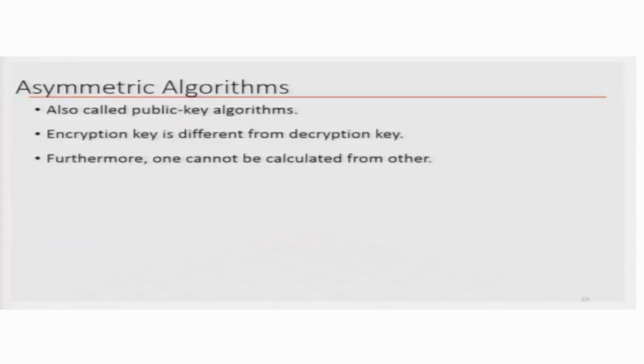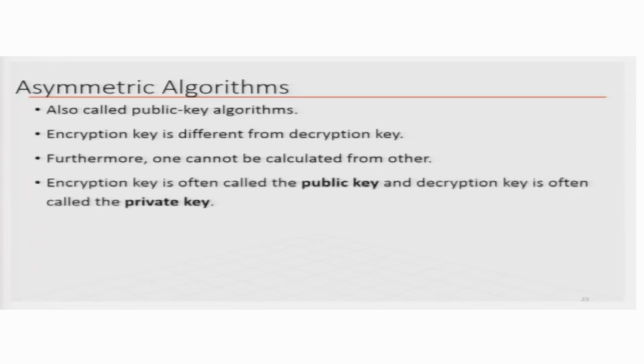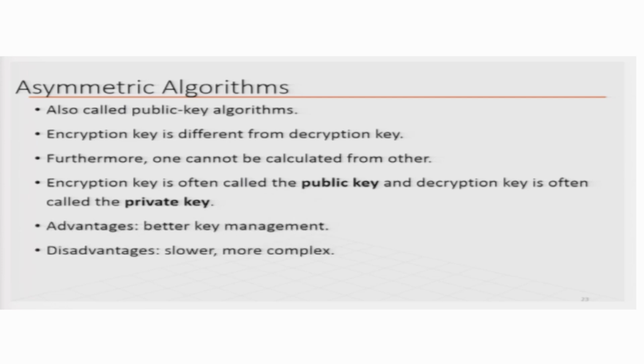One cannot be calculated from the other. The encryption key is called the public key and the decryption key is called the private key, and you can do better key management. The disadvantage is that it is slower and more complex. Both techniques are complementary, which means that asymmetric is used to establish a shared secret, which is then used as the secret key for a symmetric algorithm.